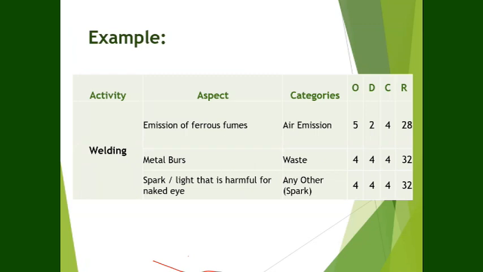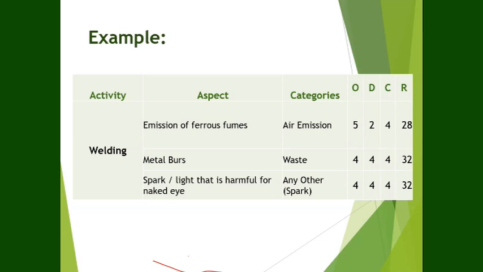How do you do the rating of these aspects? In this case, on the left-hand side is the activity, and on the right-hand side, there are four columns: O, D, C, and R. O means chances of occurrence. D means chances of detection. C means severity of consequences. And if you put these numbers in a formula, you come up with the rating, environmental risk rating on the extreme right side, 28, 32, 32.